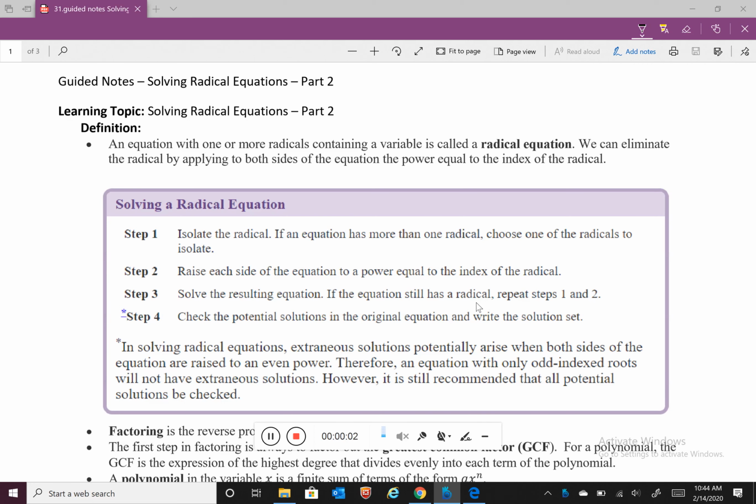We are continuing our discussion of solving radical equations, and these are going to be for equations that are a bit more involved. What will be essential to us is making sure that we're really concentrating on step 2, which is to raise each side of the equation to a power equal to the index or root of the radical. And we're going to continue also making sure that we're checking our potential solutions for extraneous roots.